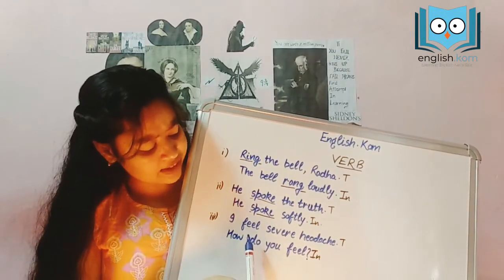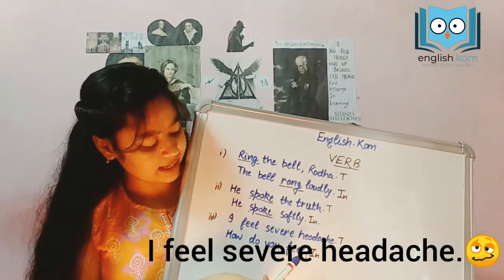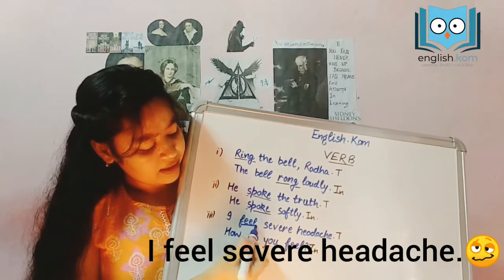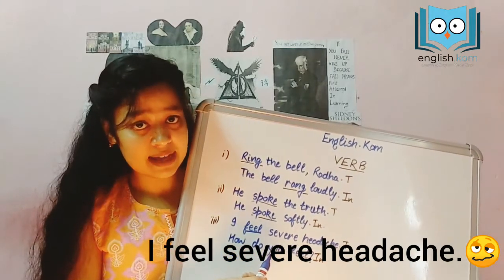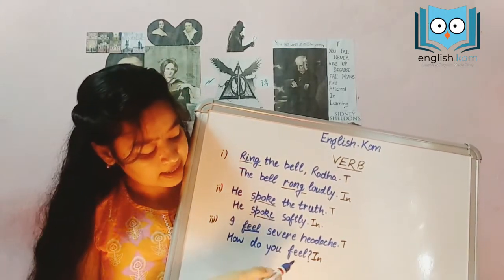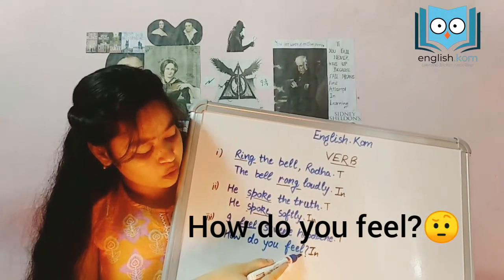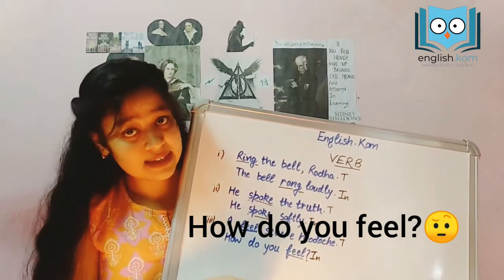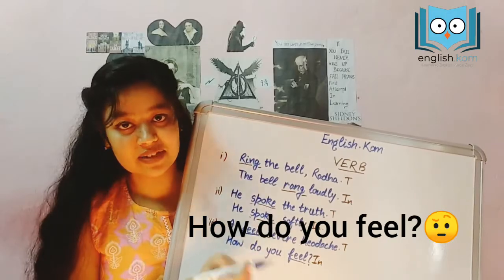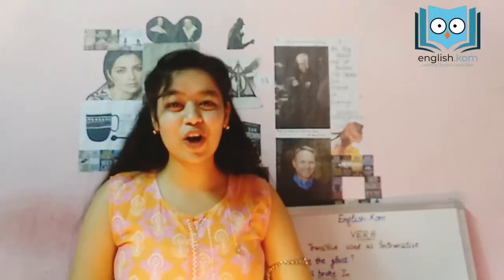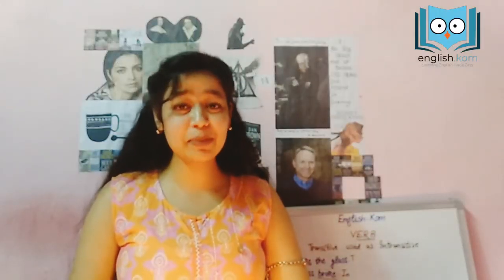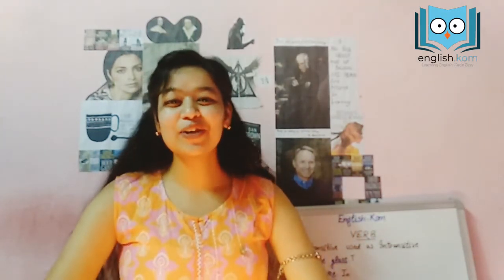In the third sentence we have, I feel severe headache. Here, feel refers to a transitive verb as it has an object, whereas how do you feel? Here no object is present and hence the same word works as intransitive verb. So now I hope you got enough examples to differentiate between transitive and intransitive verb. And this marks the end to the video on verbs and its types.